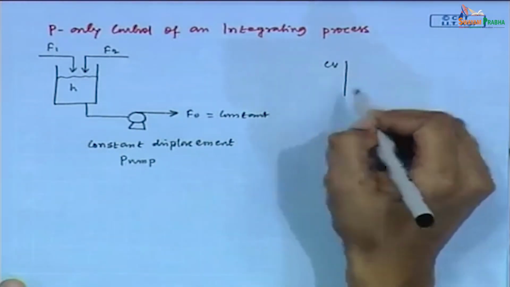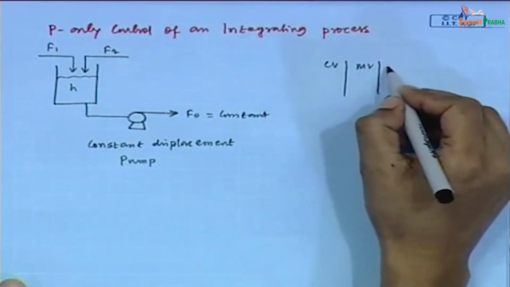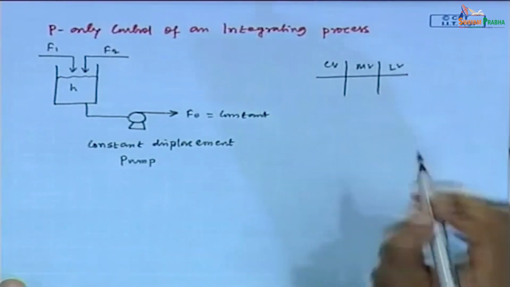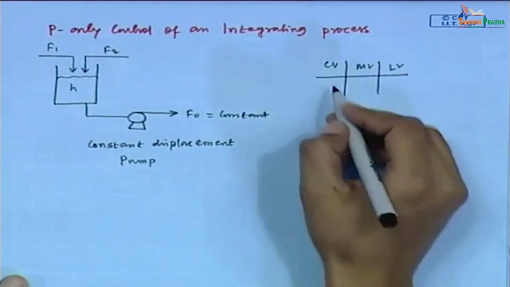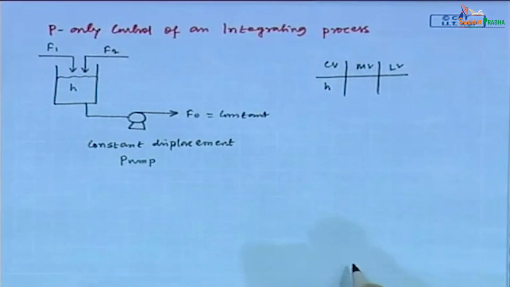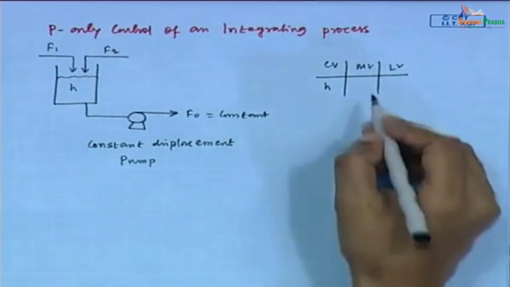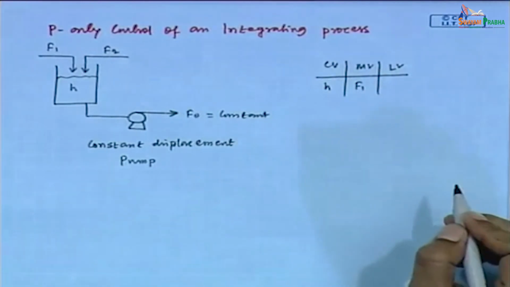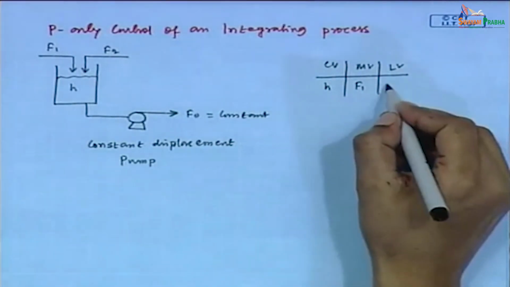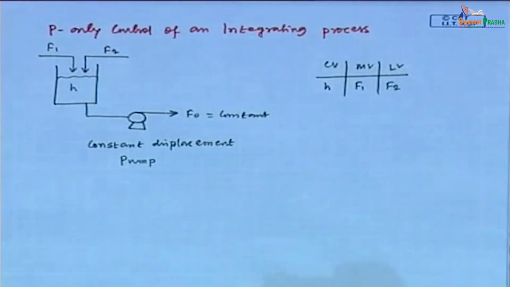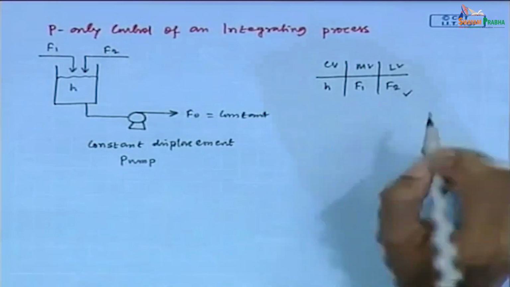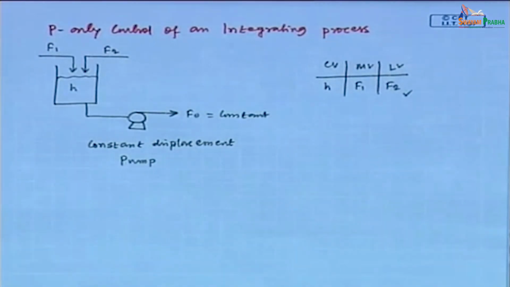Now, in this particular example, we can say that the control variable is liquid height. Suppose the manipulated variable is F1. So, the load variable will be F2. Fine. If we consider F1 as the manipulated variable, then F2 is the load variable. Now, we will develop the transfer functions of the different elements.